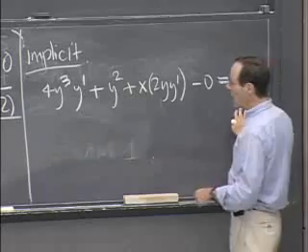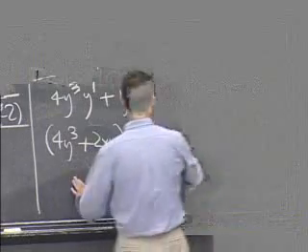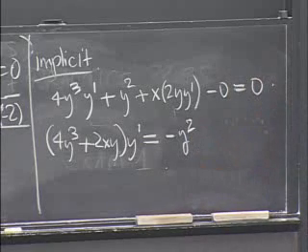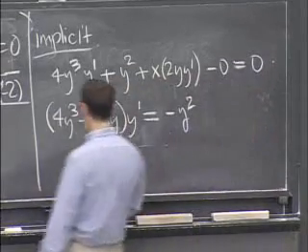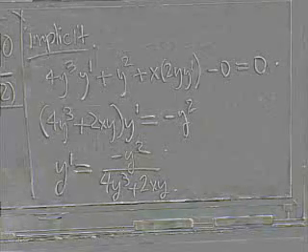And now I just want to solve for y prime. So I'm going to factor out 4y cubed plus 2xy. That's the factor on y prime. And I'm going to put the y squared on the other side, minus y squared over here. And so the formula for y prime is minus y squared divided by 4y cubed plus 2xy. So that's the formula for the solution, for the slope.